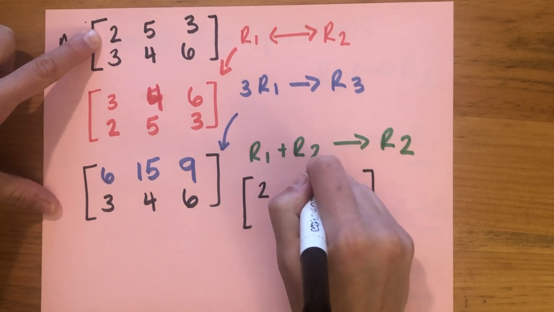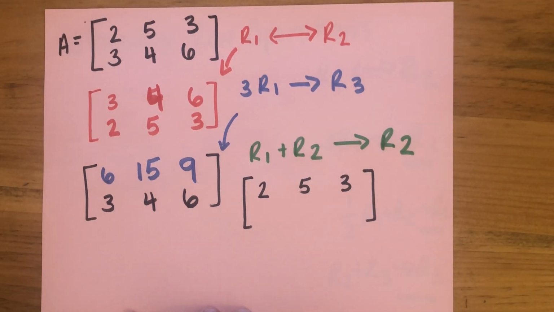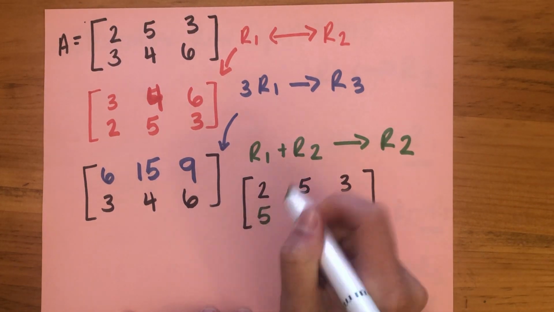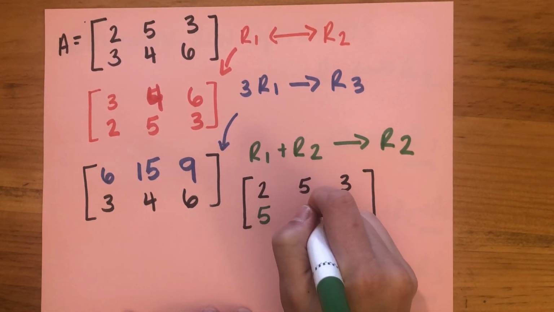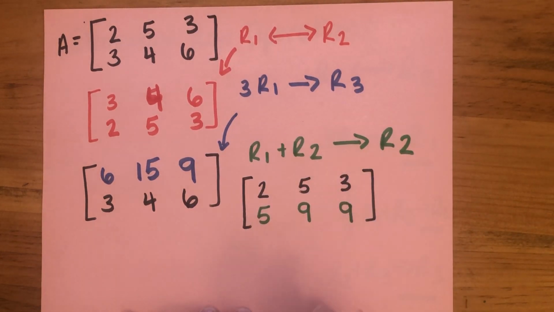So this is a 2, a 5, a 3. And then we add the 2 rows together for row 2. So 2 plus 3 is 5. 5 plus 4 is 9. And 3 plus 6 is also 9. So we added the rows together.